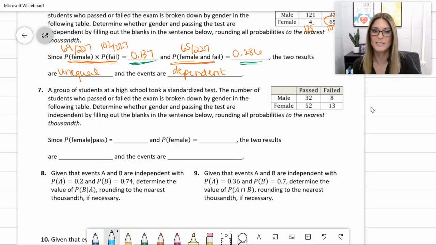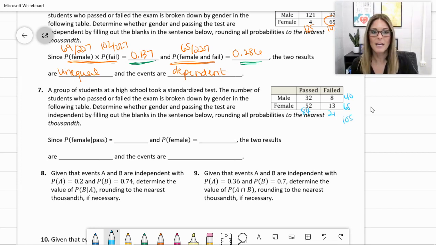Let's do it again. Number 7, the group of students at the high school took the standardized test. The number of students who passed and failed is in, and gender is in our table. Determine whether gender and passing are independent by filling in the blanks. Again, it's really nice to have our totals, so let's add these up. We have 84 that passed, 21 that failed, a total of 40 males and 65 females. Our grand total is 105.